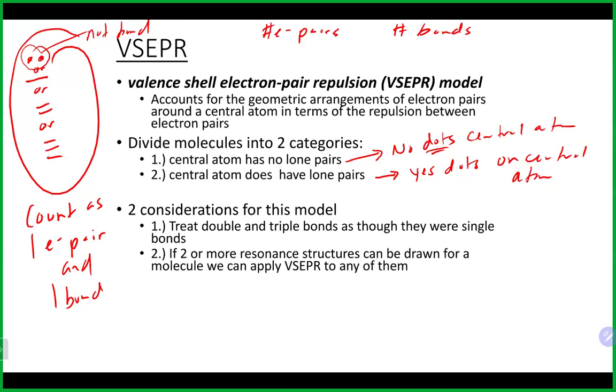The second one is not super important for us, but if you can draw a resonance structure for a particular compound, you could apply this geometry to it. In most cases, any of the resonance structures that you draw will have the same geometry. So for example, I drew the carbonate earlier here. If you did the geometry for all three of those pictures, they will end up being the same geometry in most cases.